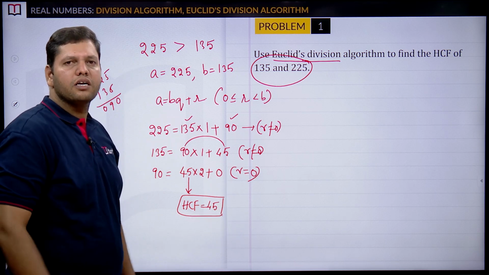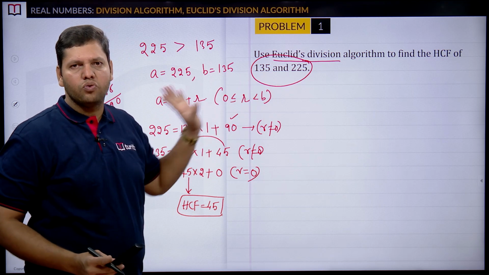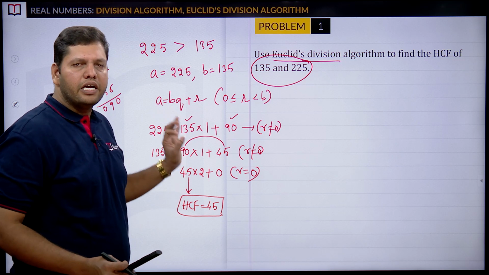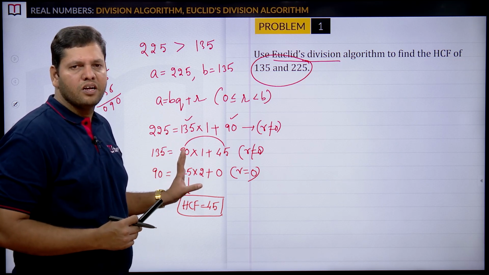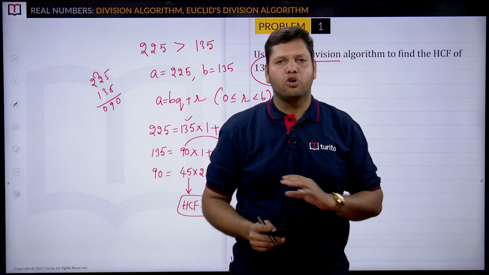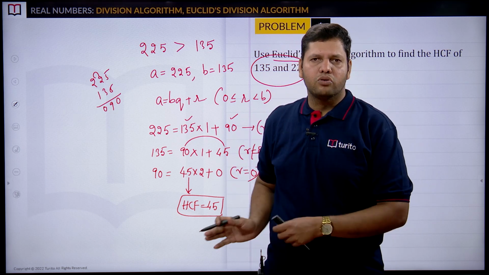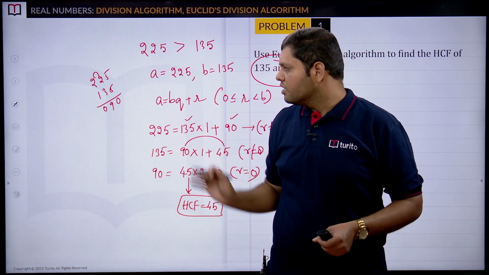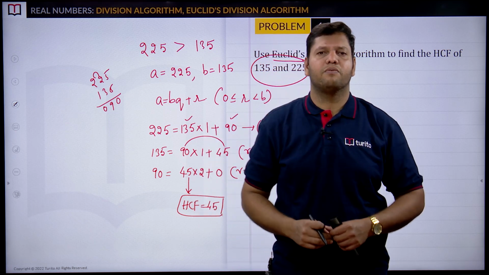See, children, any doubts regarding this question? The question is very simple. They have given two numbers, 135 and 225. Then we need to find the HCF of both the numbers by using Euclid's division algorithm. So this is the solution, children. Any doubts, children, regarding this class? Any topics, real numbers, Euclid's division algorithm and division algorithm and related questions? It's very simple, children. You try to practice more, so all your doubts will be clarified easily. Okay, thank you, children. Thank you so much for your valuable time.